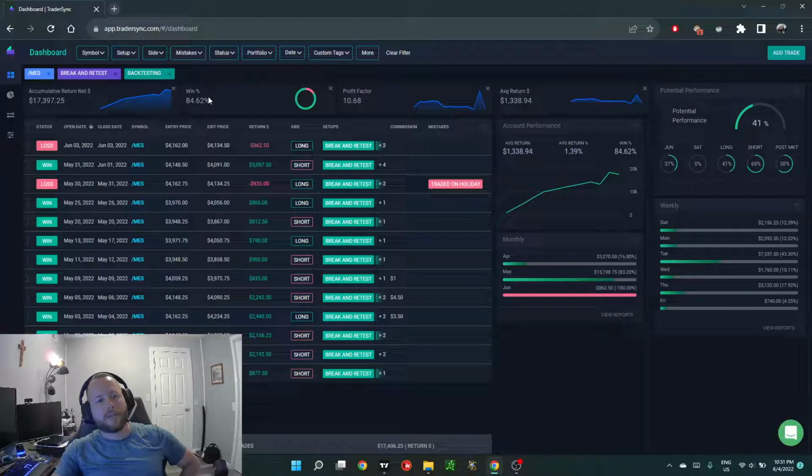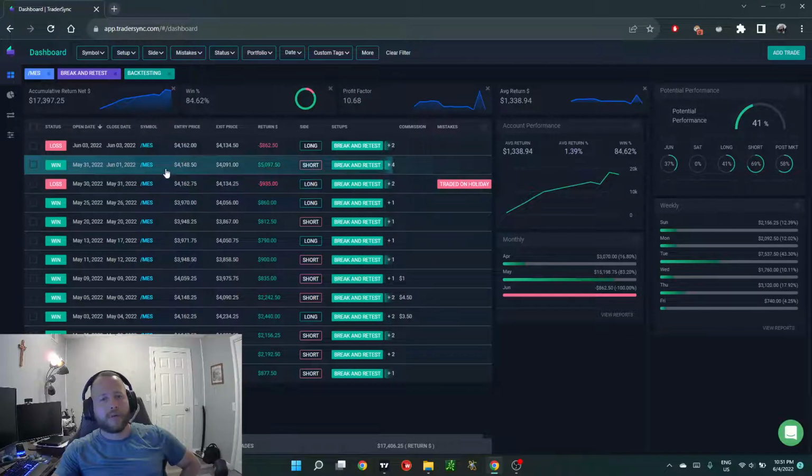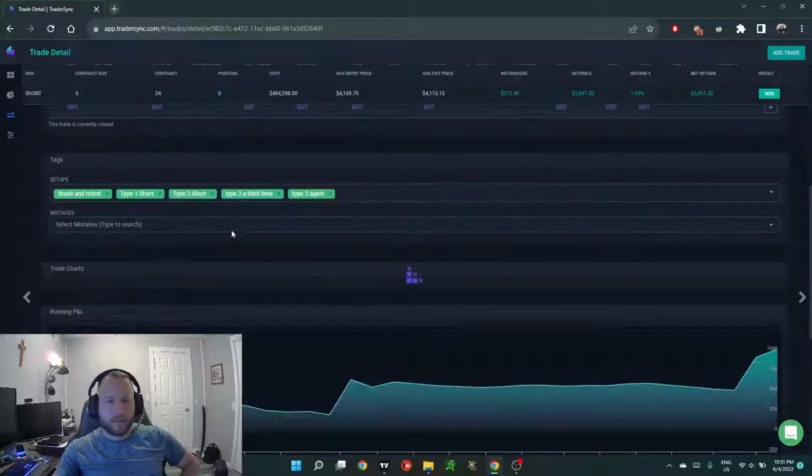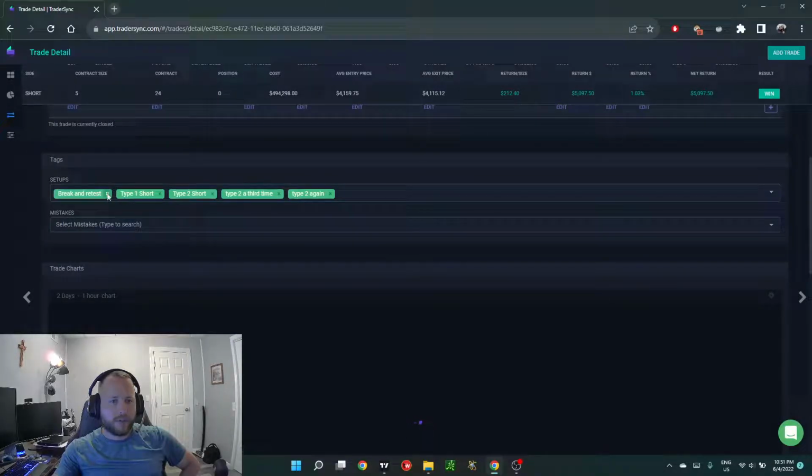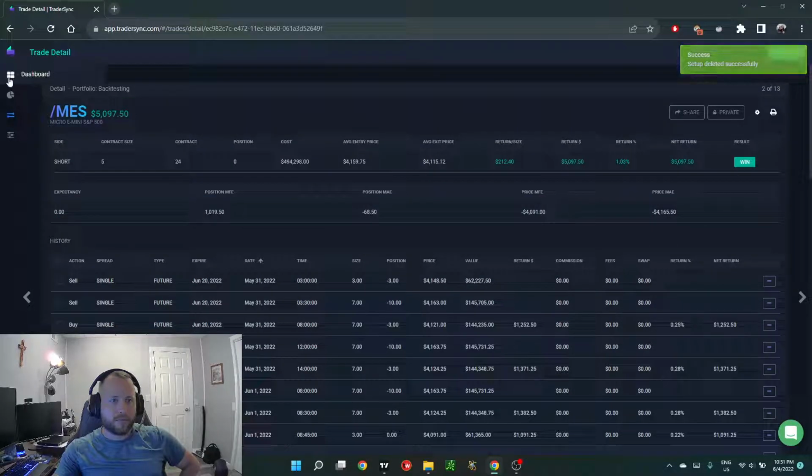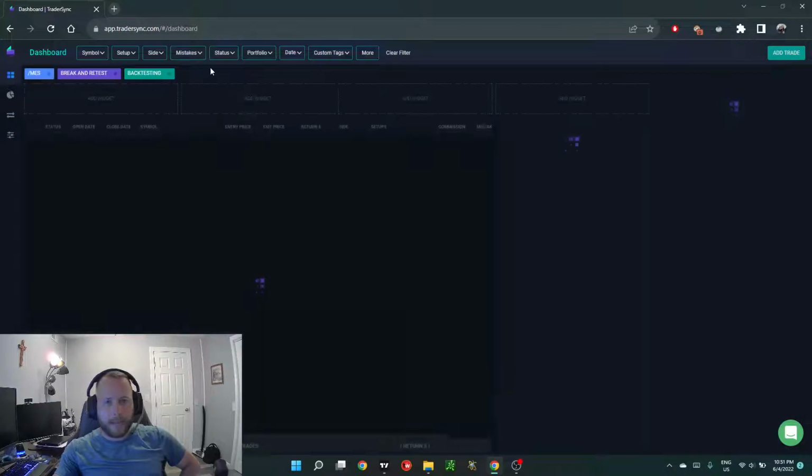The interesting thing to me out of this set though is that you have an 84% win rate when you're looking at a break and retest. The profit factor is probably a little bit skewed. Actually, let's do this. For the sake of discussion here, we're going to get rid of this tag right here because I want to actually be able to look at it.